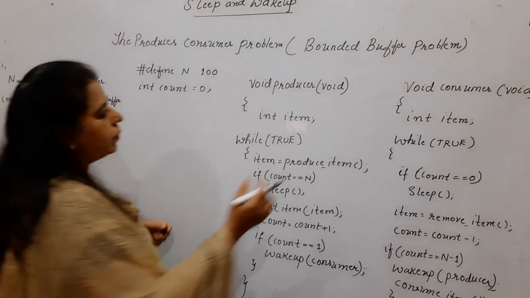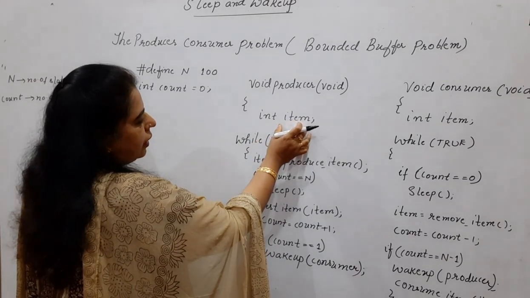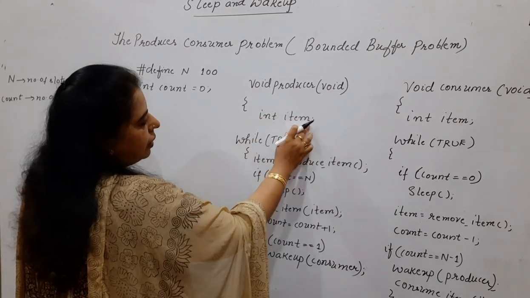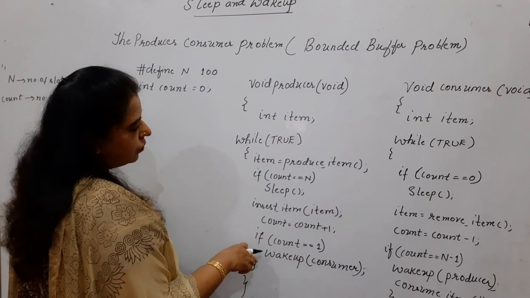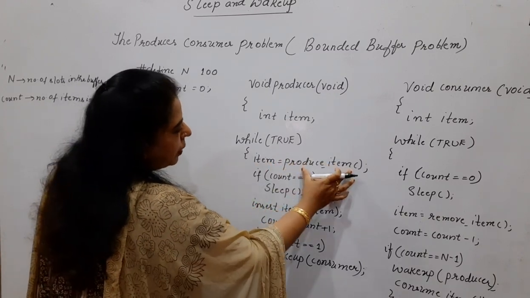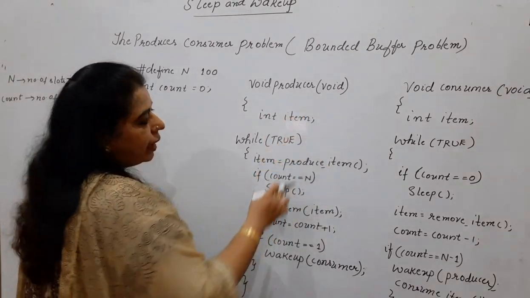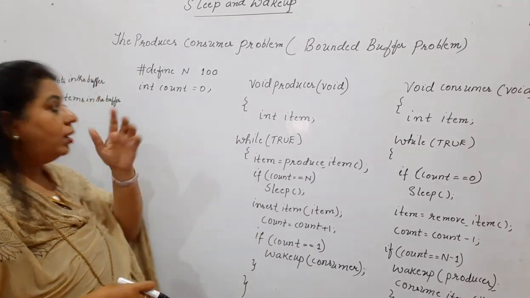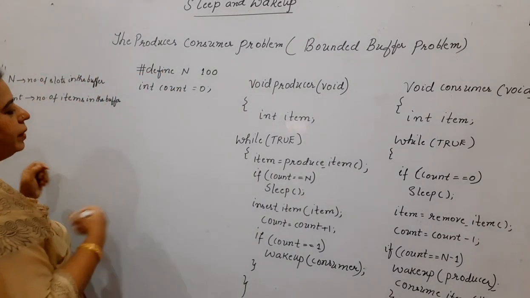Now look at the pseudo code. For the producer, you are declaring this item of int type, and the variable name is item here, and this loop will be executed an infinite number of times. Item equals produce item. The producer will produce the item. Now, as I said before, by understanding the producer consumer code, you will better understand how sleep and wake up work, and how these processes make use of sleep and wake up.